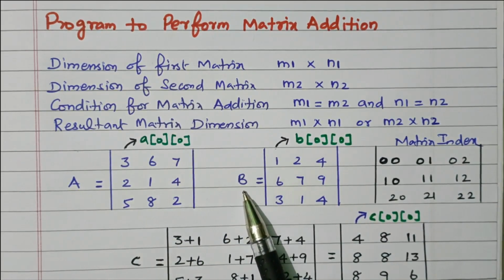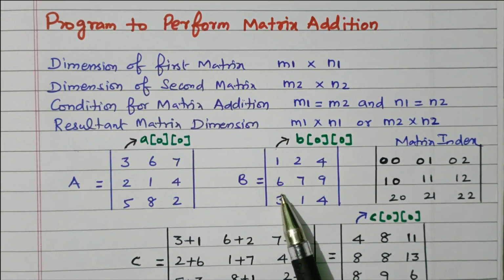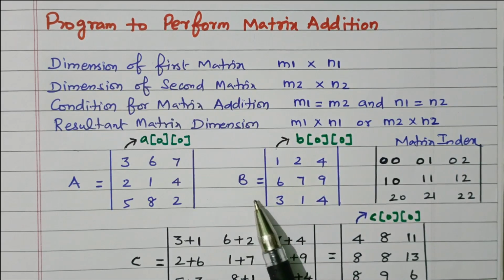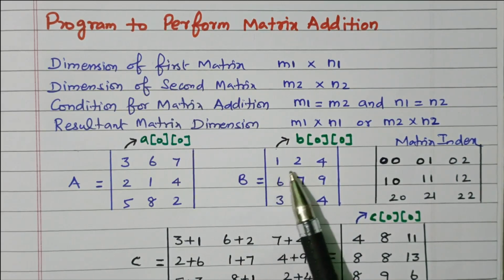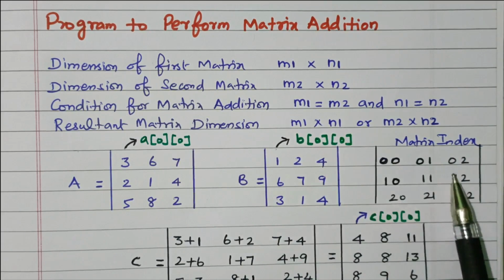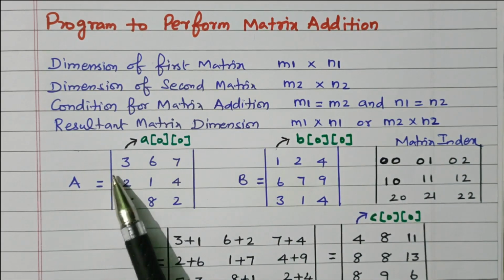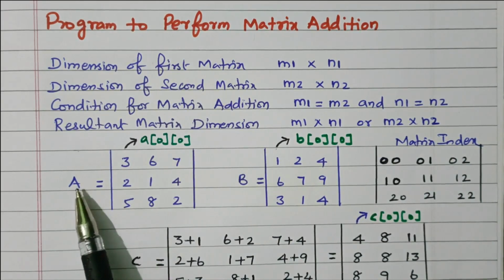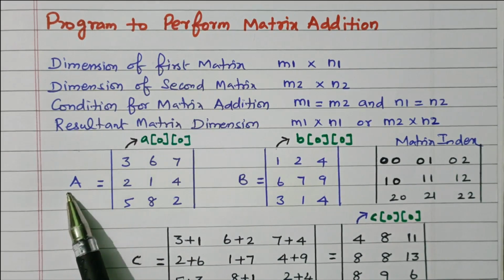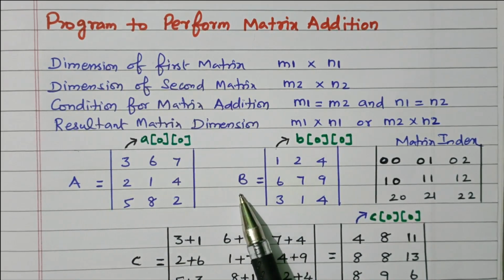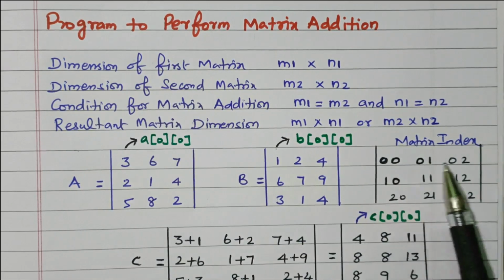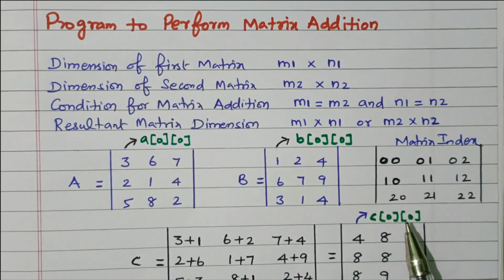Similarly, the second matrix B: 1, 2, 4, 6, 7, 9, 3, 1, 4. This is also stored in B of 0, 0, B of 0, 1, B of 0, 2. Like that it will be stored. Here A of 0, 0. So now we have a 3 cross 3 first matrix A and a 3 cross 3 second matrix B. These are the locations. Now we need to perform the addition.